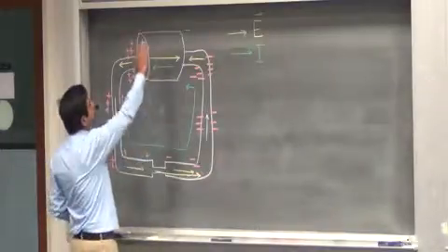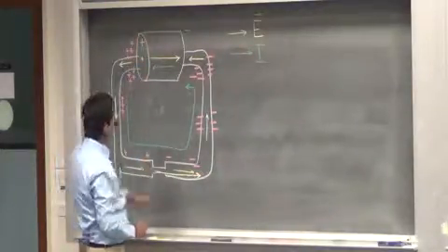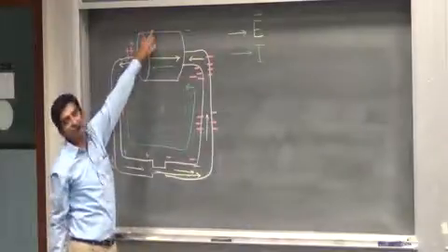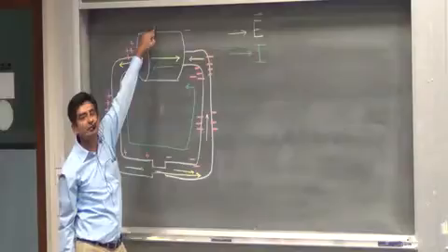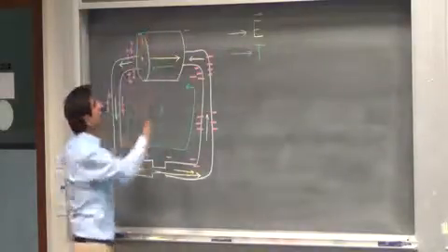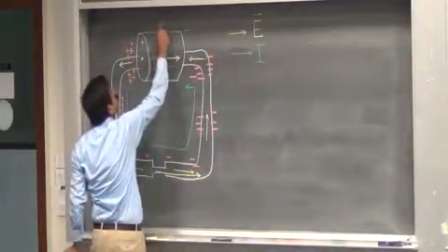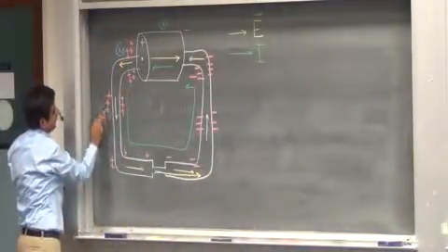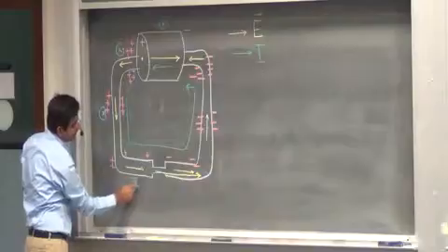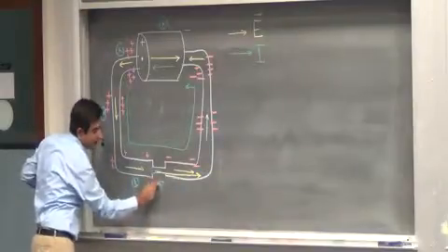Now what will be the direction of the magnetic field? I'm going on the outer periphery of this circuit. What's the direction of the magnetic field here, just outside the battery? Into the plane, right? So this is magnetic field, magnetic field, magnetic field.